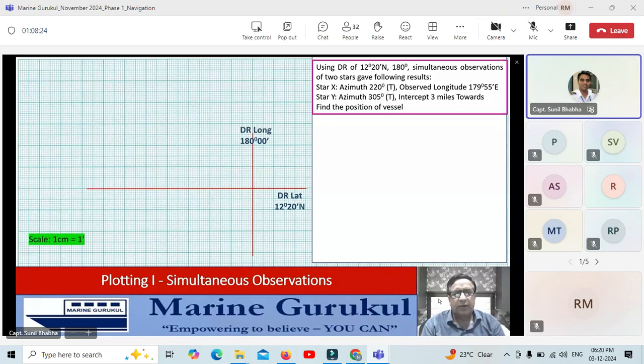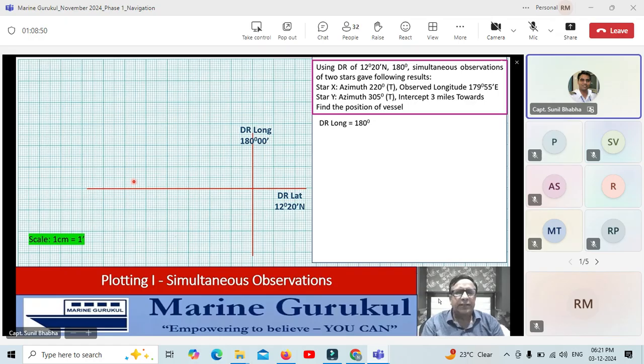We can see on the graph, we have drawn DR lat and DR long and assumed a scale here. Obviously, these have been placed keeping in mind the question so that other meridians and other parallels of latitude, if required to be plotted, have enough space on the graph.